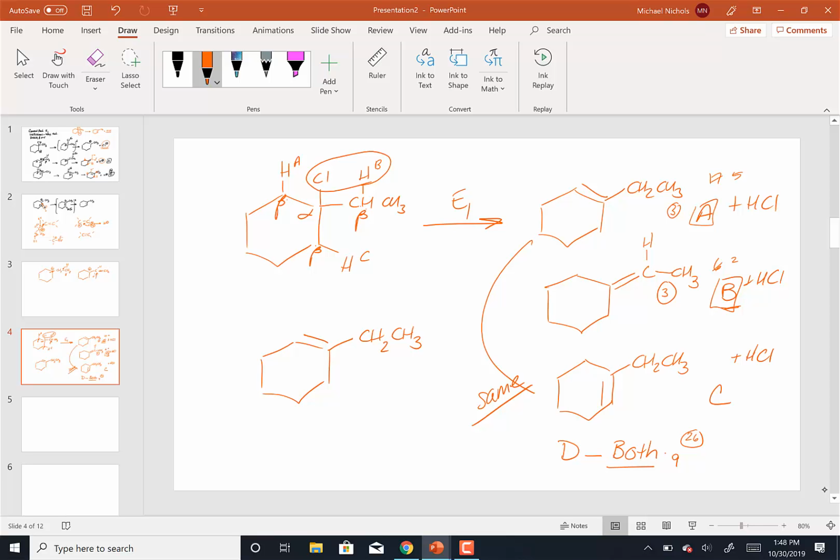I'll modify that next week. But not for E1, just for E2. For E2, there's a question about whether you can lose a hydrogen or not. But we'll get to that next Wednesday. A lot of time in between there and now.